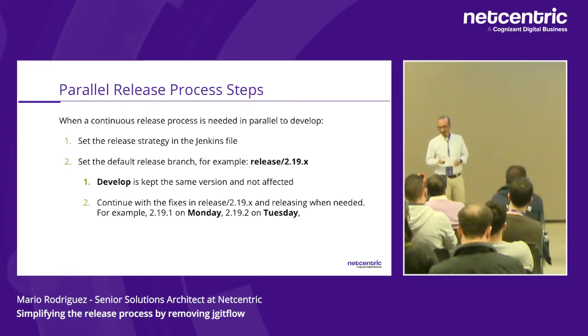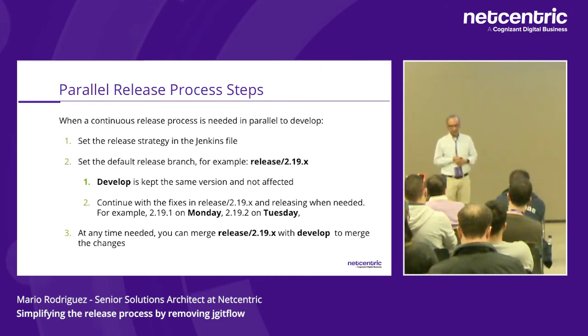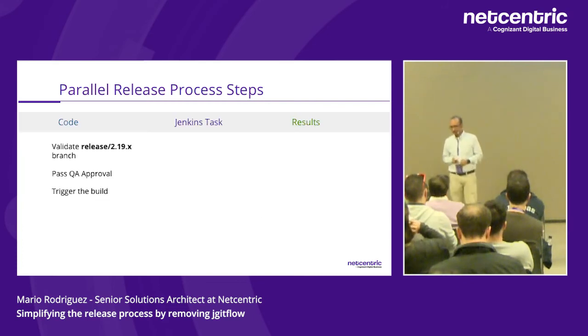So with this approach, this is a use case where you want to release on Monday, and on Tuesday of the next week, another version, 2.19, and you want to have that branch there, and it will help you decrease the risk of conflicts. Anytime needed, you can merge back to merge the changes also.